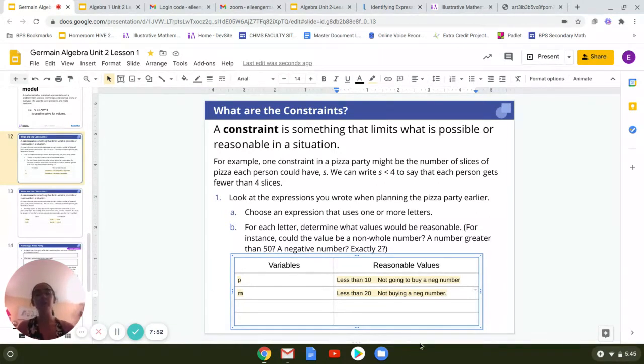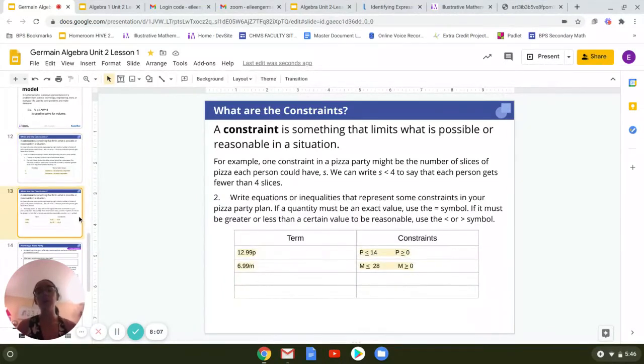So what you need to do for this page is maybe get rid of the entries I already put in here, add a few rows if you need to, and identify all of your variables and the reasonable values you can identify for each of those variables in your story.